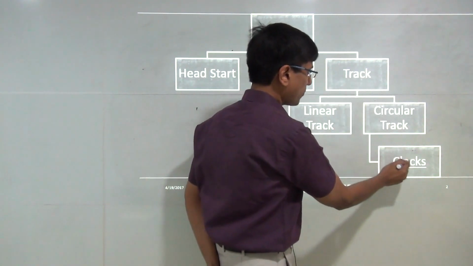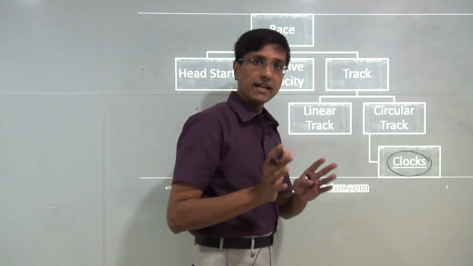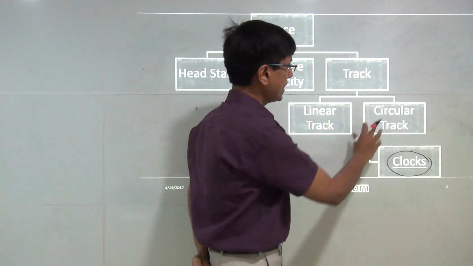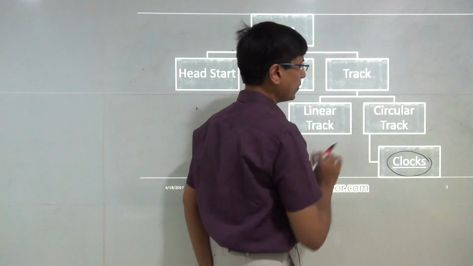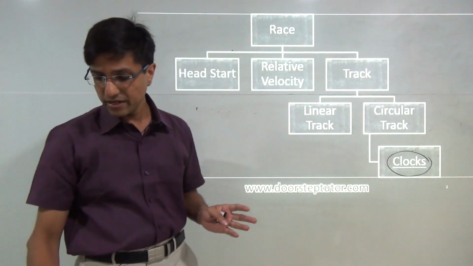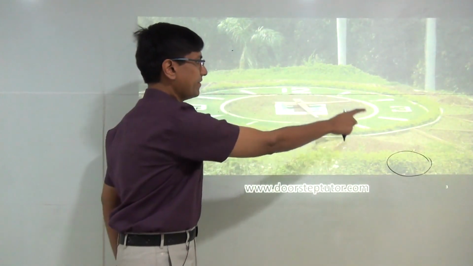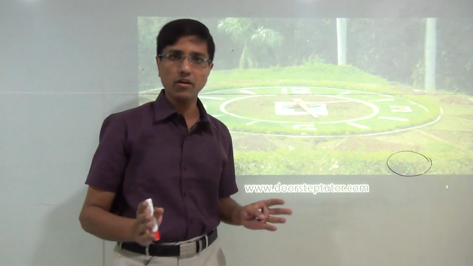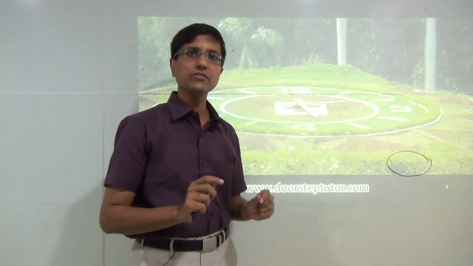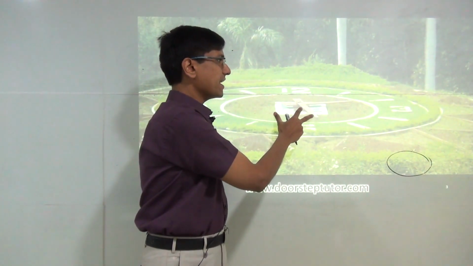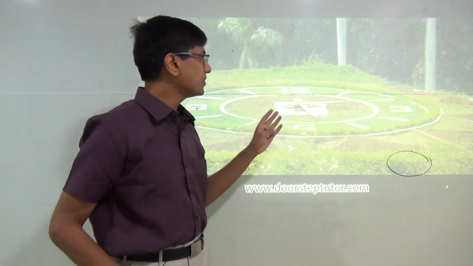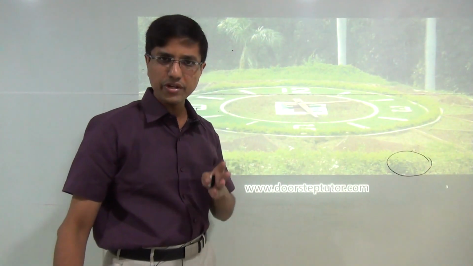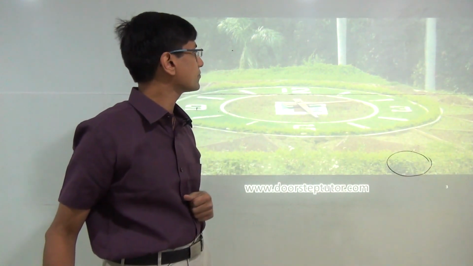So this is where the clock problems fit in, or this is where I like to fit them basically. I consider them as a special case of circular track where the track is the face of the clock and of course the racers being the two hands of the clock. All the techniques that we have learned so far for circular tracks can be directly applied to problems dealing with clocks, and I'll show you in a second where they apply and how to apply those.